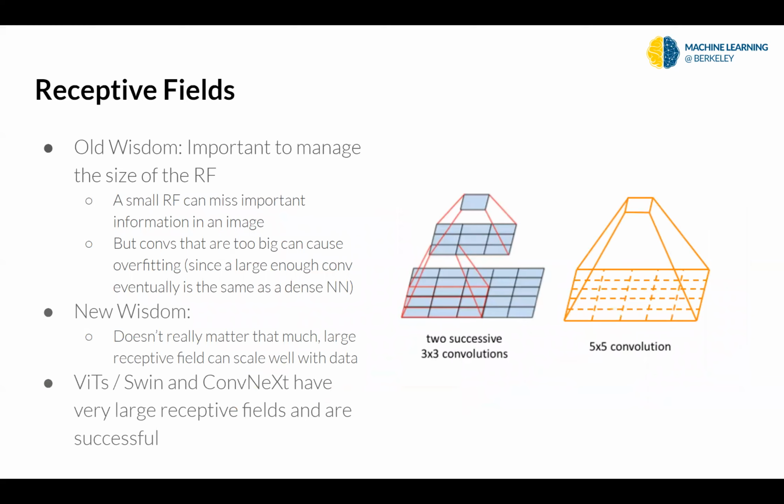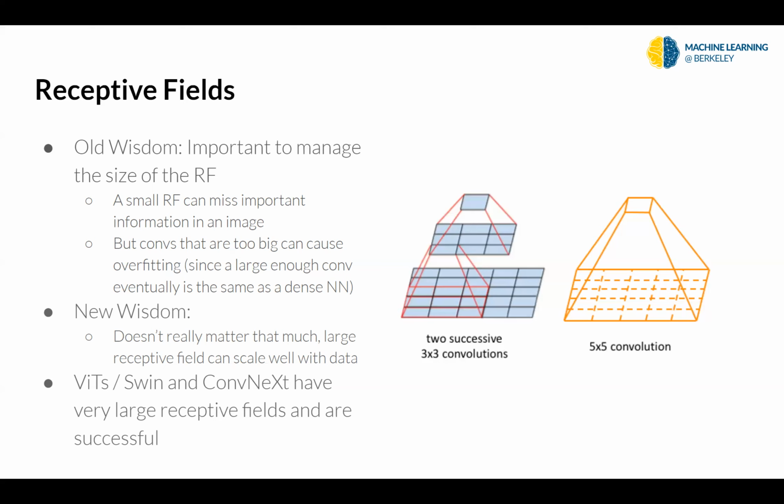So the question is, we go back to this example of two successive 3 by 3 convolutions versus a 5 by 5 convolution. We really want to manage the size of the receptive field, because if your receptive field is too small, say you have a picture where the whole picture is taken up by an animal and you want to identify the animal, with small filters there's no way any of those filters will be able to detect that you have an entire animal in that image.